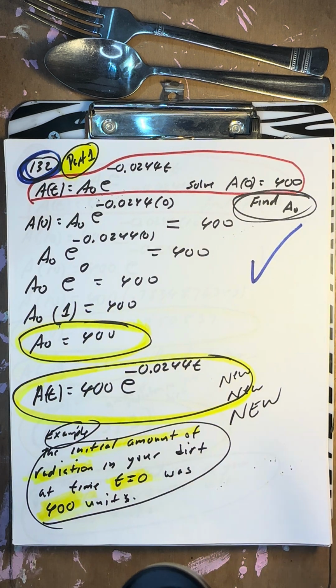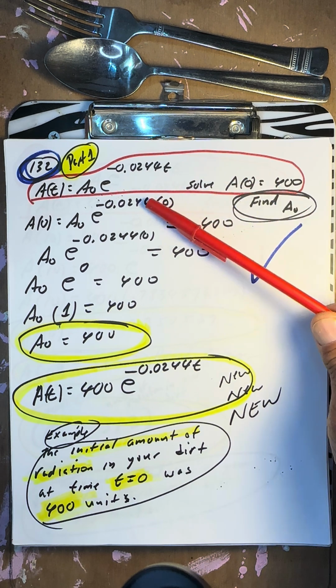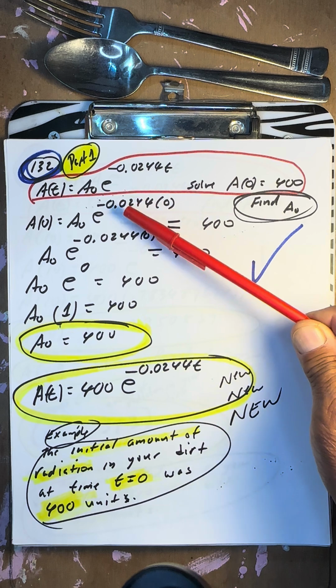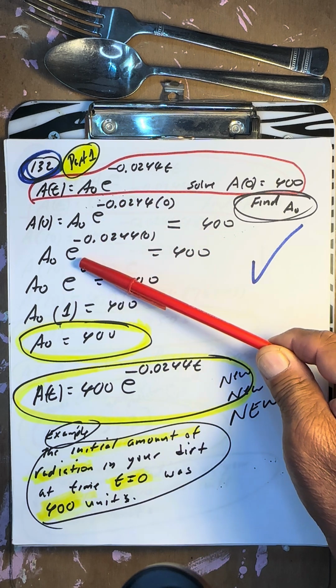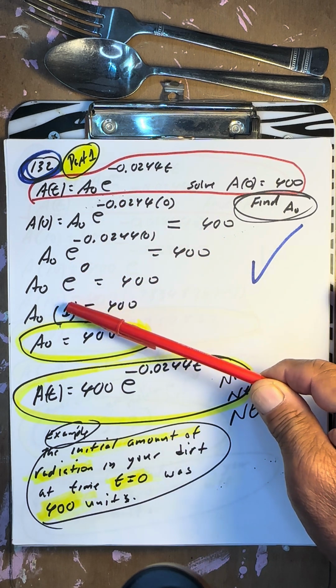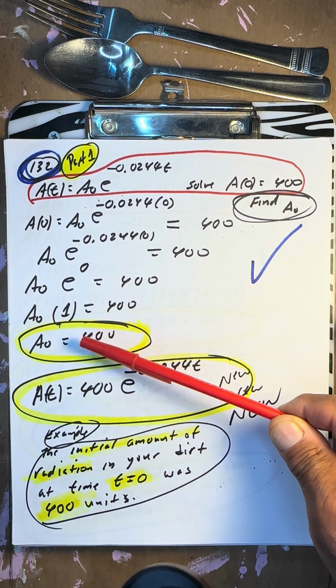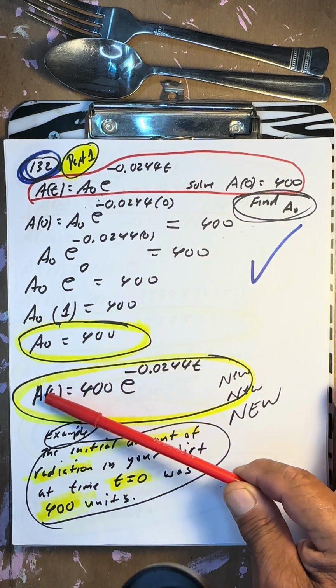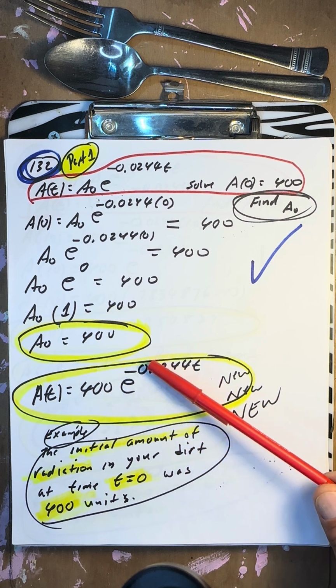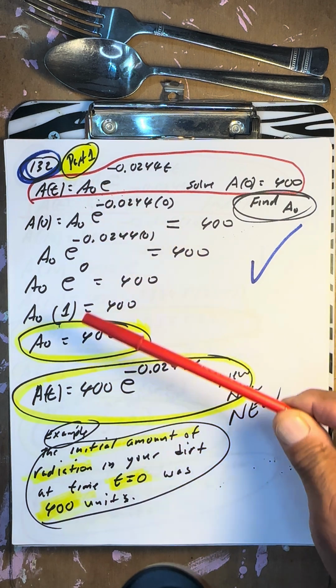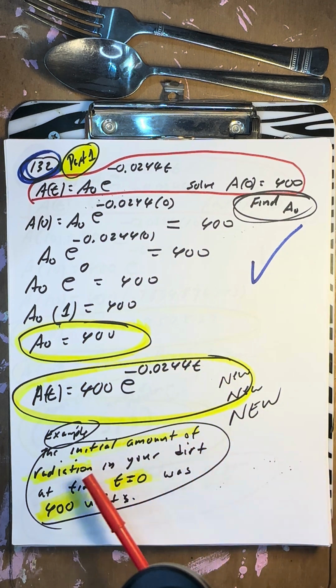This one says A of 0 is 400. So put a 0 in there. And this time 0 is 0. E to the 0 is 1. And 1 times that gives A0 equals 400. So this formula right here will become A of t equals 400 e to the power of this. 400 replaces that A of 0. So the initial amount of radiation in your dirt at time t equals 0 was 400 units.